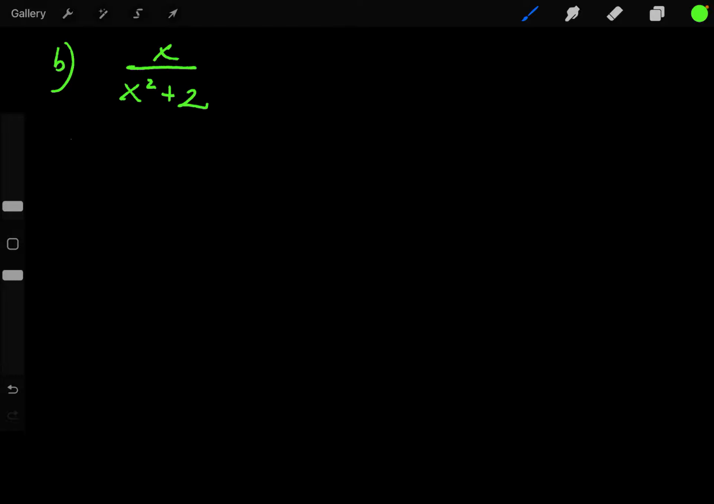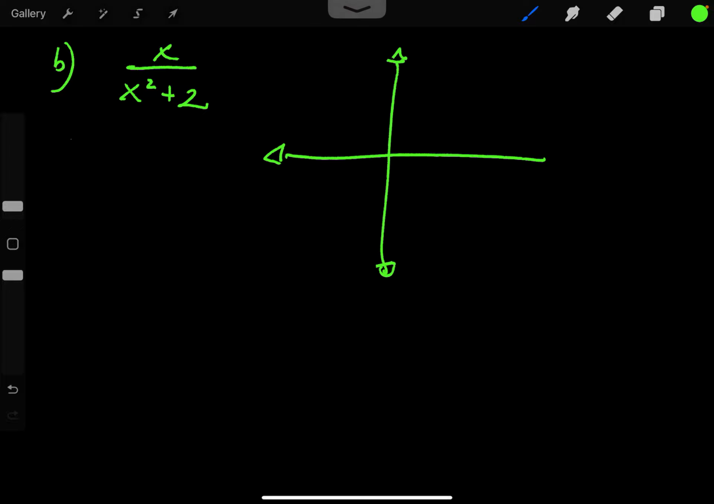Let's compute the first derivative. Let's see what we can do. Again, we want to look for where it's increasing or decreasing, the intervals where the function is concave up and concave down, and we also want to sketch this. So let's go through this. Okay, so here's my axes. And again, I'm going to start off just plugging in what's happening at the y-axis.